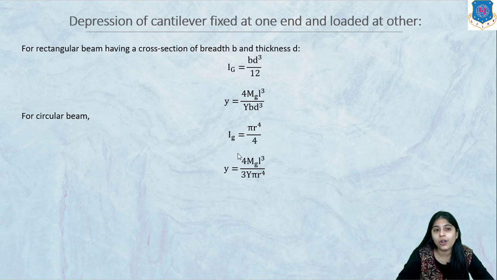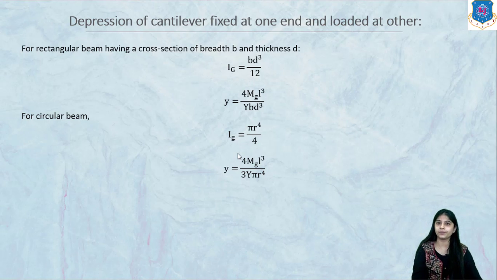Also, for a circular beam, the geometrical moment of inertia will be pi r raised to 4 by 4. So we'll get the expression of depression as 4mgL cube upon 3Y pi r raised to 4. So these are the two conditions: the depression in case of a rectangular beam, and of a circular beam.